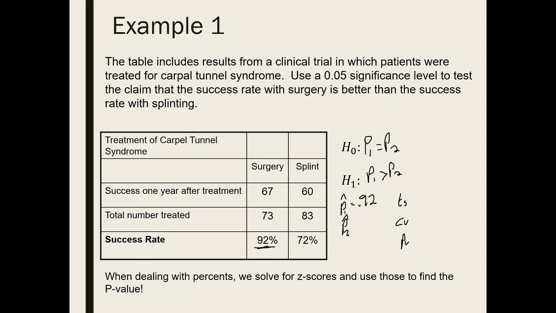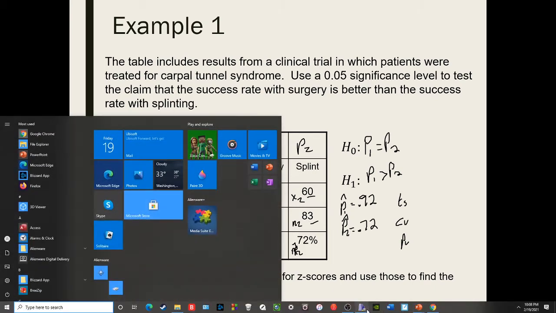0.92. And P2 is 0.72, because that's surgery and splint success rates accordingly. So this is P1, this is P2. This here would be X1, X2, N1, and N2, because again, we have number of successes, number of tries, number of successes, number of tries. And then again, P1 and P2 hat down here. Okay? So now we're going to go to our nifty little calculator.